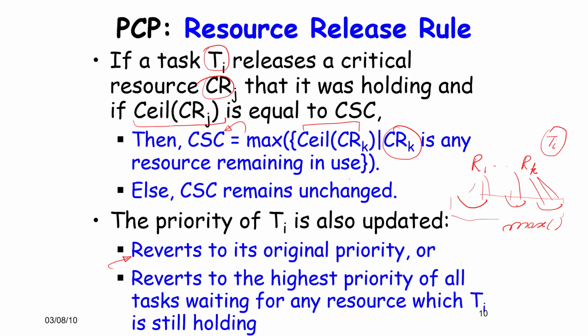But even if there is one task waiting on some resource that Ti holds at this point of time, then it will inherit its priority. So the priority of Ti also needs to be updated using this rule. Pretty much, we have to do our cleaning or bookkeeping, where we simply remove the record of Ti holding CRG by updating both the CSC if there is a need, and the priority of Ti, reverting it back to what it should be without CRG, again if there is a need.